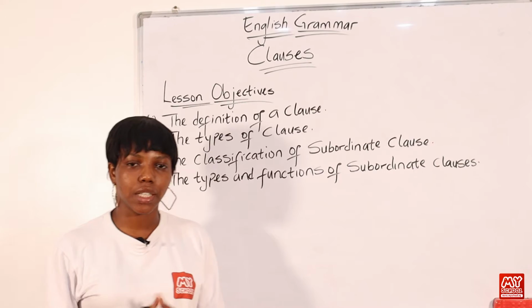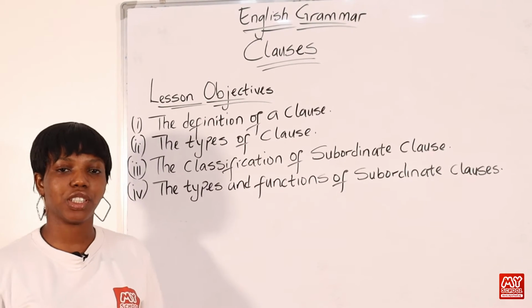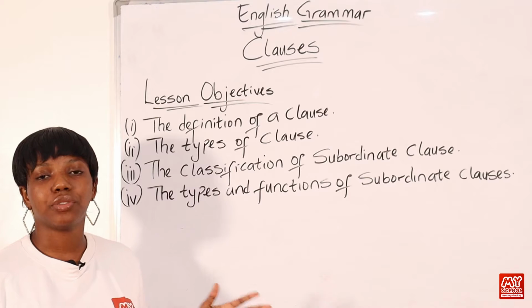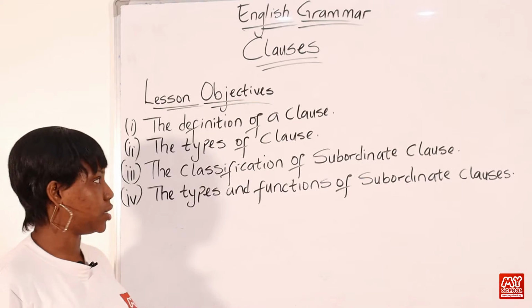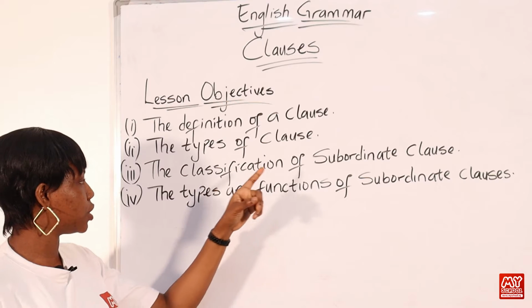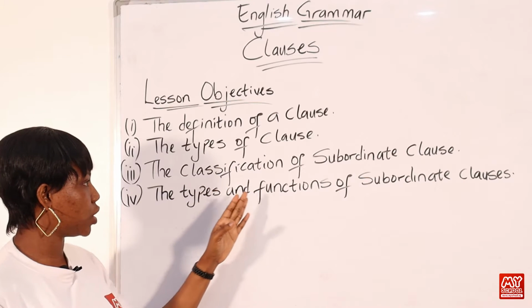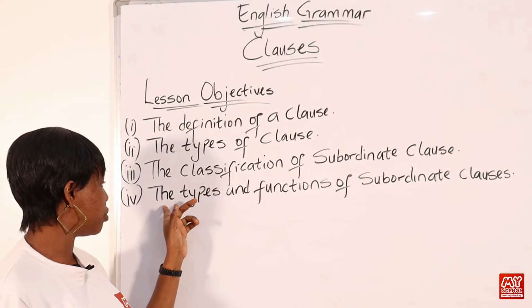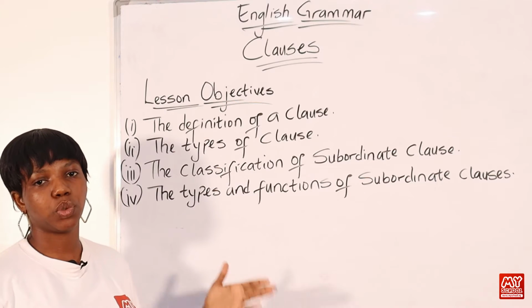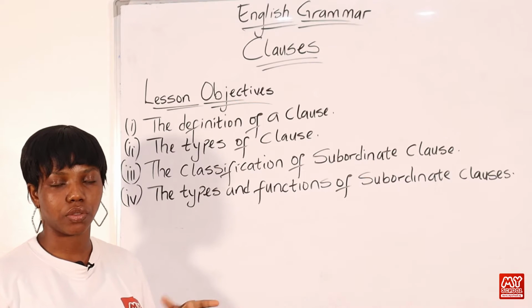So right now we'll begin the lesson, and the topic for today's lesson is the clause or clauses as you have on the board. Now I've outlined 4 objectives for today's lesson, and they are: number 1, the definition of a clause; number 2, the types of clause; number 3, the classification of subordinate clause; and number 4, the types and function of subordinate clauses. So let's begin with the first objective, which is the definition of a clause.